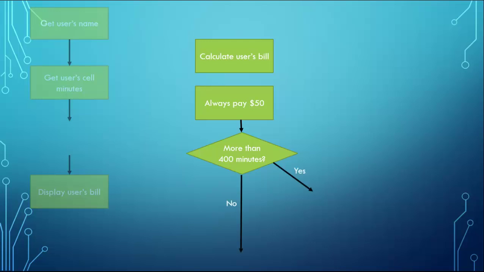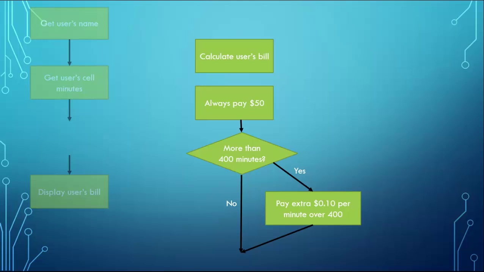If the answer is yes, we'll do one thing. We'll say, well, they get charged an extra 10 cents per minute for every minute over the 400. So if they talked for 401 minutes, they just get charged 10 cents. They don't get charged 10 cents for every minute. If the answer was no, then we just keep going. They pay the $50, there's no extra fee. So we have this decision here.